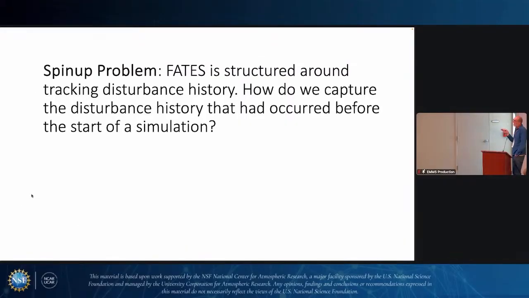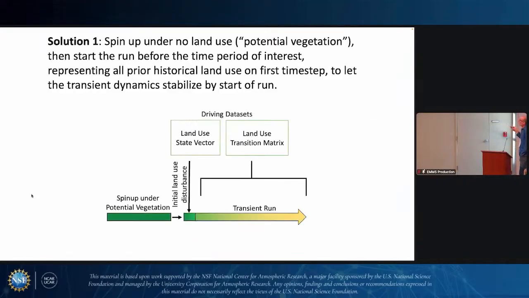First I want to talk a little bit about the spin-up problem. FATES is structured around tracking disturbance history. How do we capture the disturbance history that had occurred before the start of the simulation? We've been working on 2 separate approaches for how to deal with this.